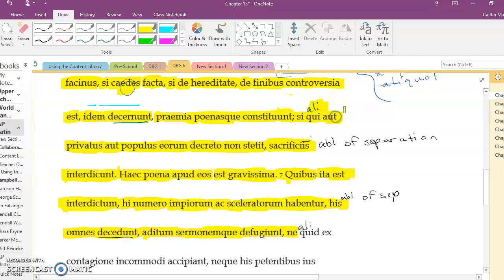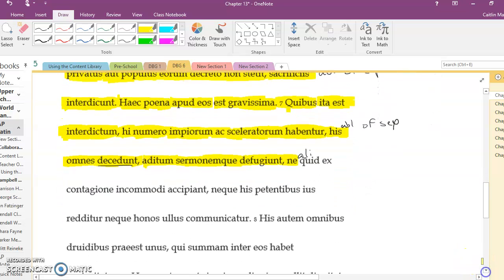If anyone, either a privatus or a populus of eorum, decreto non stetit, doesn't stand by their decretum, they interdicunt sacrificiis, they separate them from the sacrifices. Haec poena est gravissima. And for those for whom it has been interdictum, these guys are habentur in the numero of impiorum and sceleratorum. Omnes, everybody, decedunt, they separate from them. They defugiunt their aditum and their sermonem.